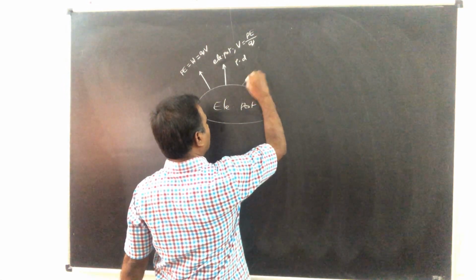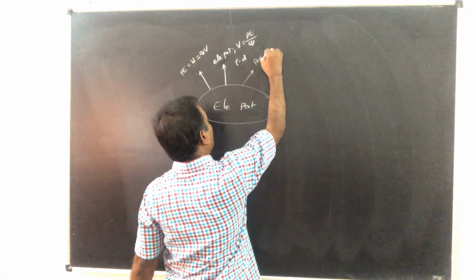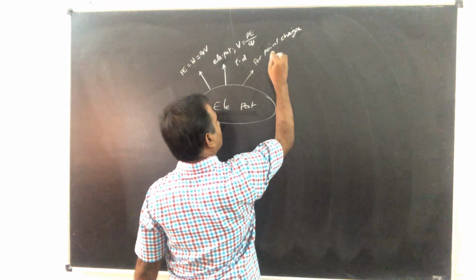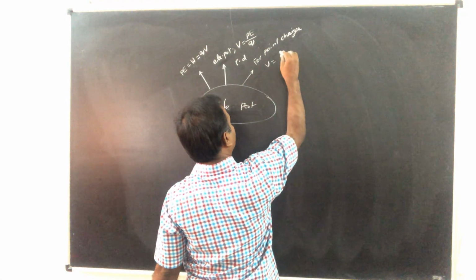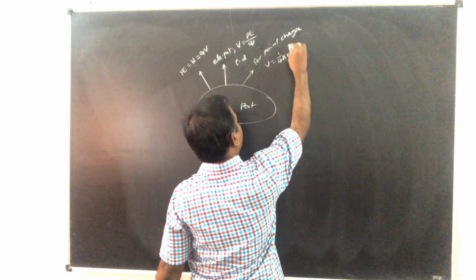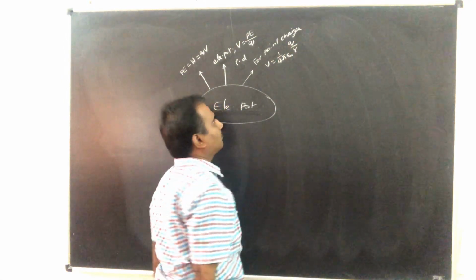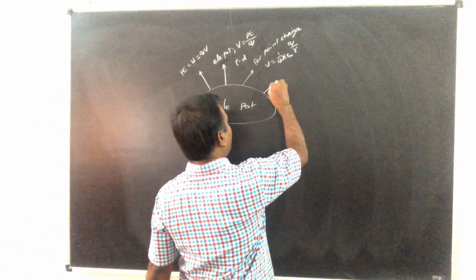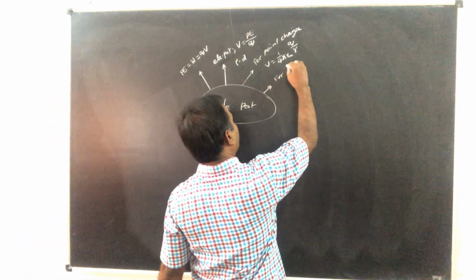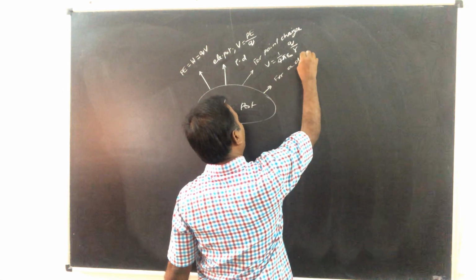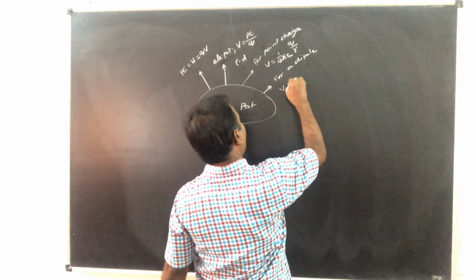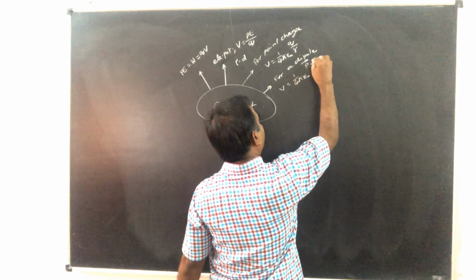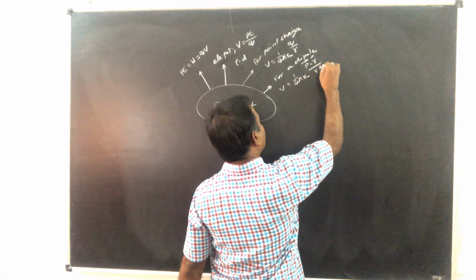Next you studied about electric potential for a point charge. So for a point charge, this electric potential is 1 by 4 pi epsilon naught q divided by r. Next you found electric potential for a dipole. So for a dipole it is 1 by 4 pi epsilon naught vector p dot r cap divided by r square.